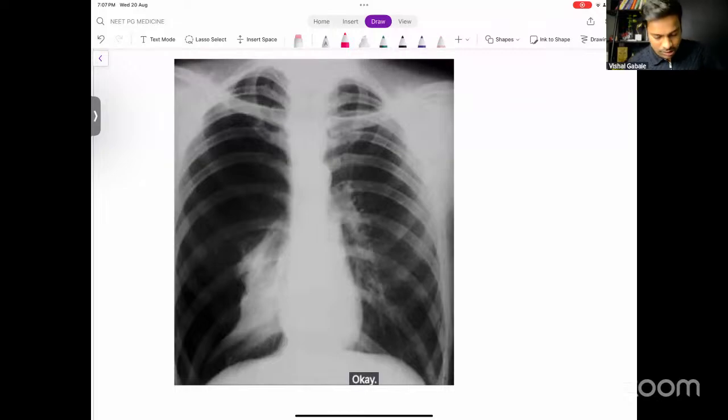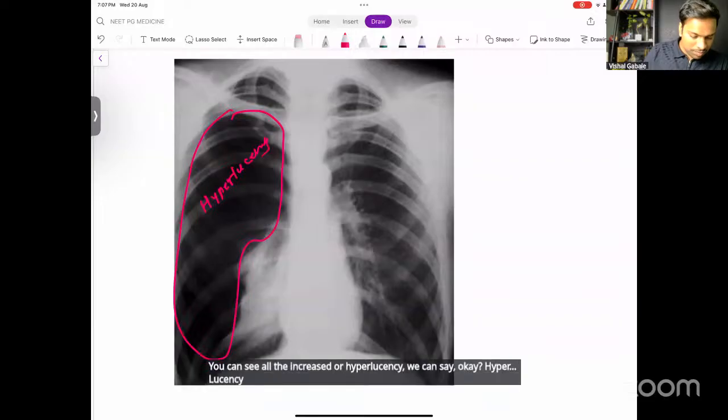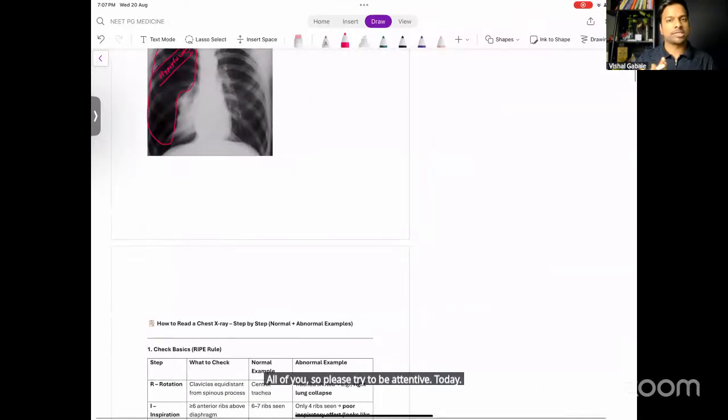Okay, great. Yes. So as we can see, in this X-ray you can see increased lucency, hyperlucency, we can say. Hyperlucency is there. So what does this give us? The diagnosis of right pneumothorax. Very good, Soumya. Very good, Nidhi. All of you, please try to be attentive. Today we are going to discuss very interesting things.